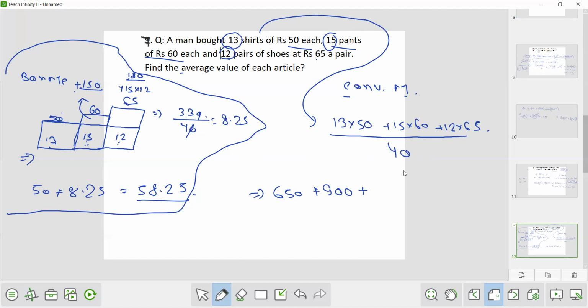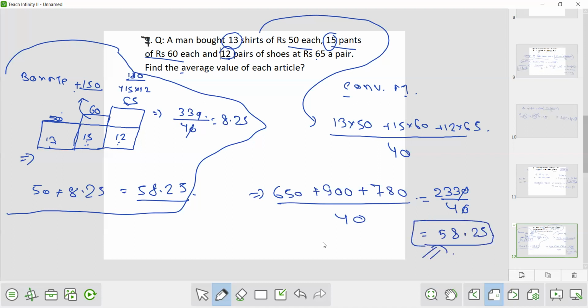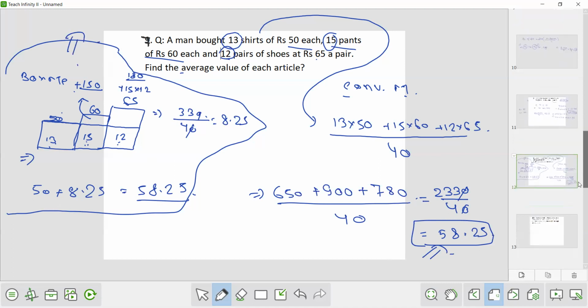If you do it smartly, you can still manage this method also. 12 into 65: here it is 65, multiplied by 2, it will become 130, and take 2 from here, so it will become 6. So 130 into 6, that is 780. Okay, now you will add all this and divide by 40. Adding all this, you will get 2330 upon 40, that is 58.25. By any method you will get the same answer, but you should learn the box method. Okay, let's proceed to the next question.